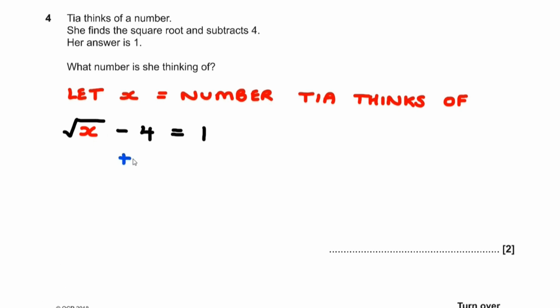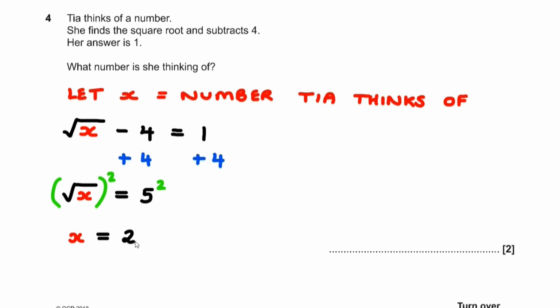If I add 4 to both sides, we end up with square root x equals 5. And now if we square both sides, what we end up with is x equals 5 squared, which is 25.